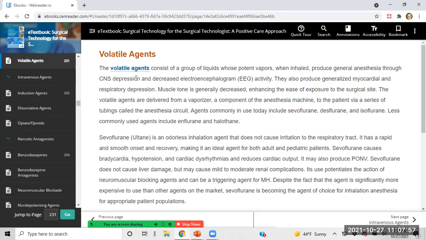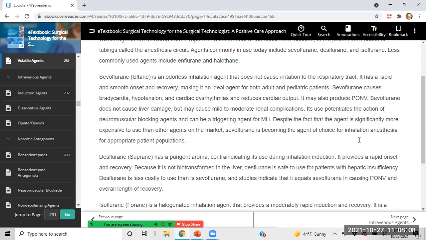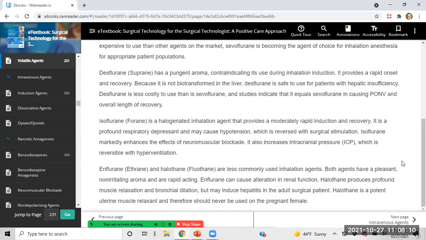And then your volatile agents. These are those inhaled vapors that are used in the initial phase, of course, and that helps to reduce the level of consciousness. You can read through all of those and just be familiar with the different inhalation agents and how they help with that induction as well as the recovery.